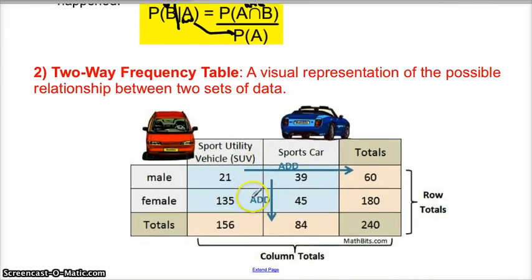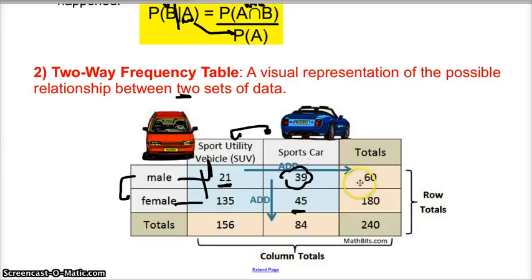A two-way frequency table is a visual representation of the possible relationship between two sets of data. So the two sets of data we're asking here are either sports car or SUV, and the other being gender. So this 21 represents 21 males who drive an SUV. This 135 is the number of females who drive an SUV. There are 39 males that drive a sports car, 45 females that drive a sports car.